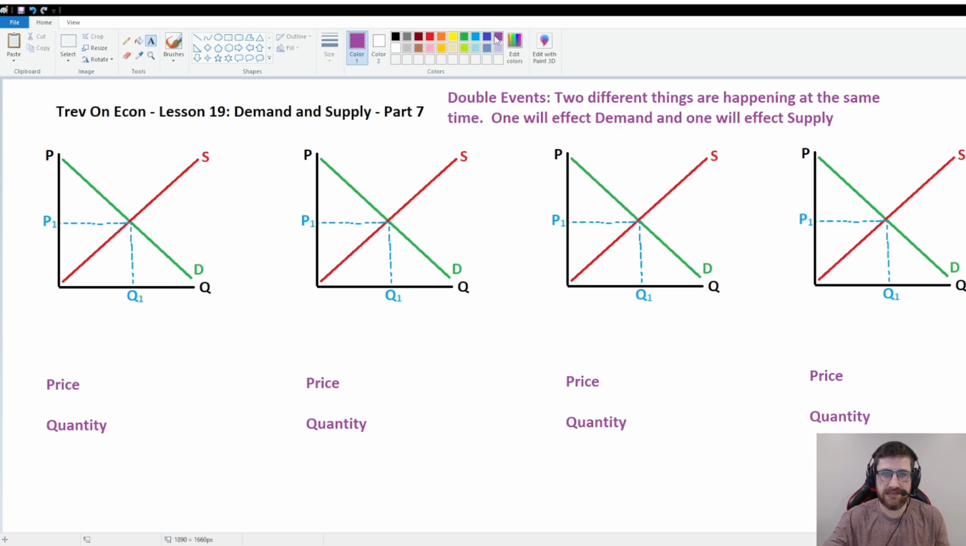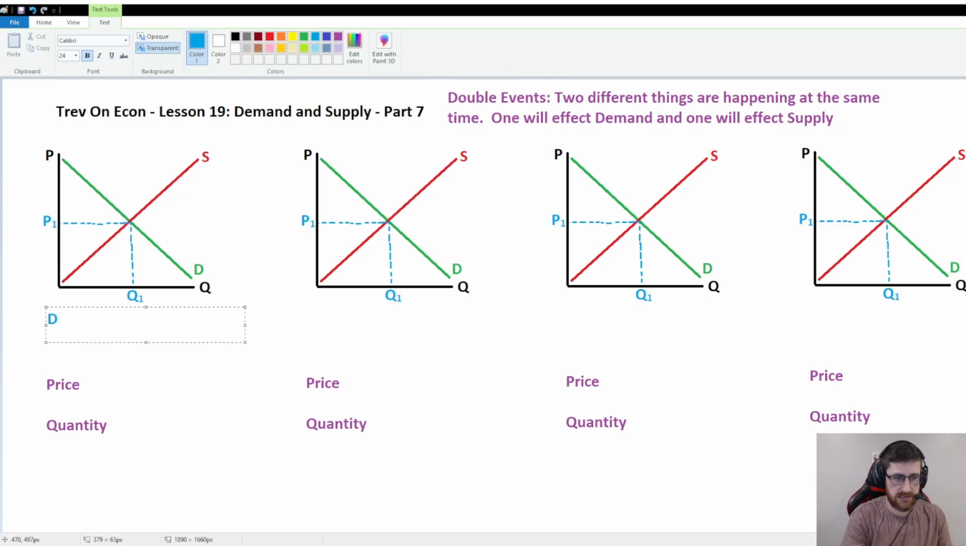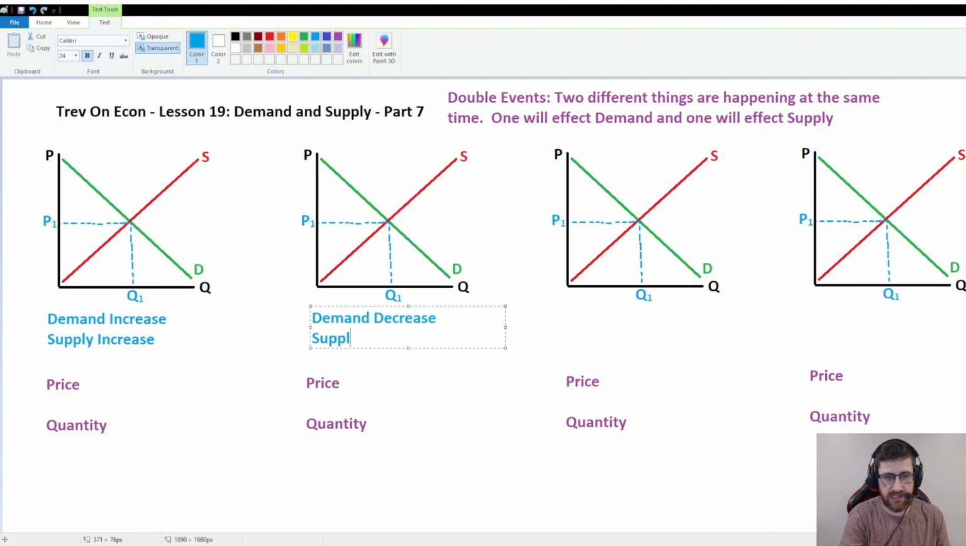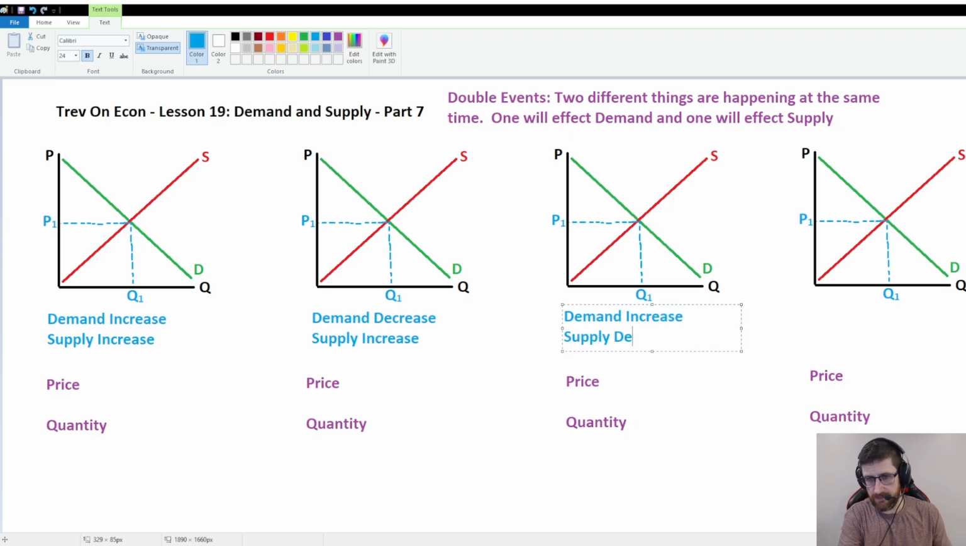So with these, there's again four new combinations. There is demand increase, supply increase. There is demand decrease, supply increase. There's demand increase, supply decrease. And finally, there is the last option, which is both decreasing. You can try. There are no other combinations. These are all the combinations of directions we can see when both demand and supply are moving.